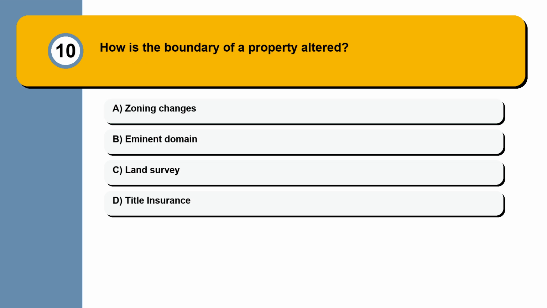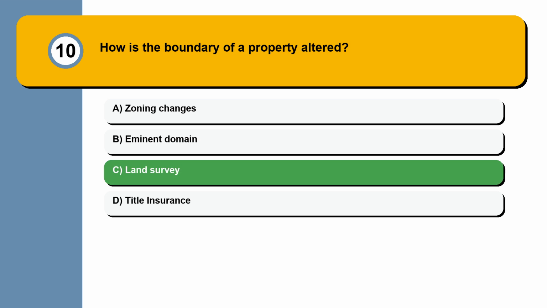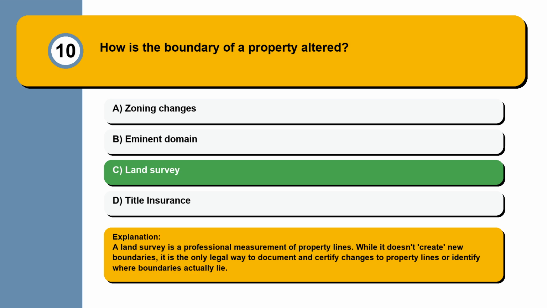Question 10. How is the boundary of a property altered? Zoning changes, eminent domain, land survey, title insurance. A land survey is a professional measurement of property lines. While it doesn't create new boundaries, it is the only legal way to document and certify changes to property lines or identify where boundaries actually lie.